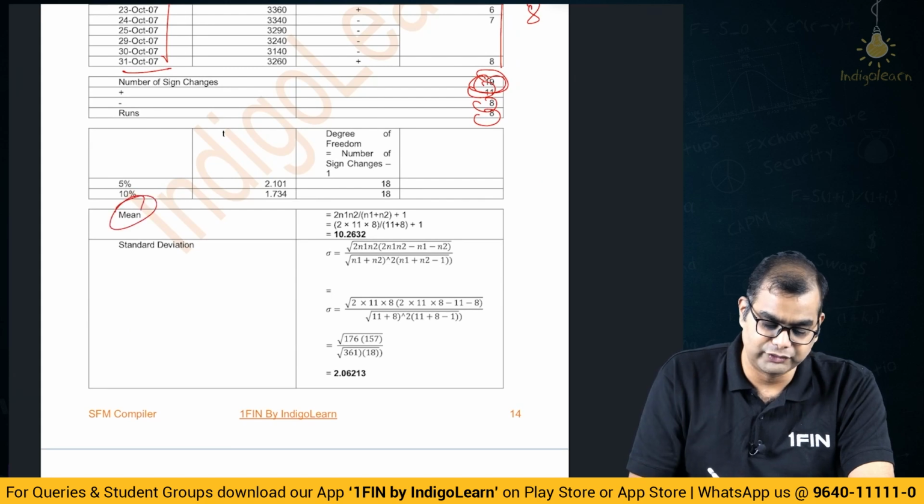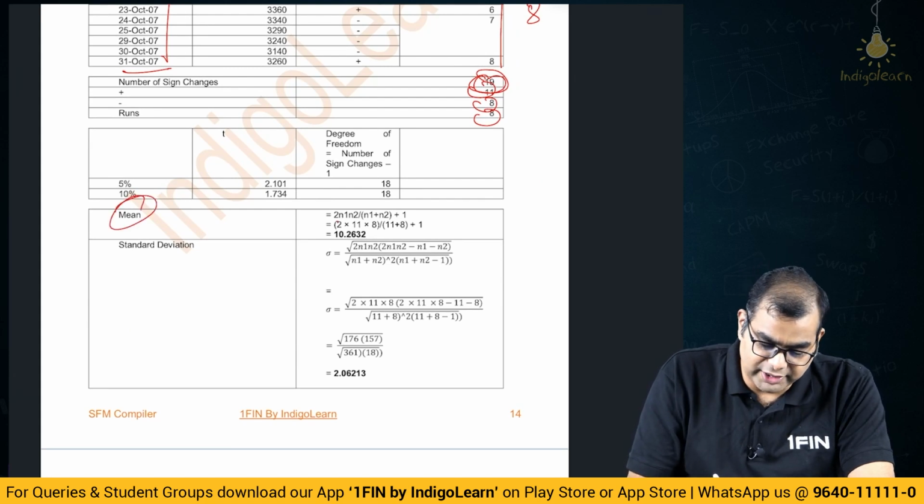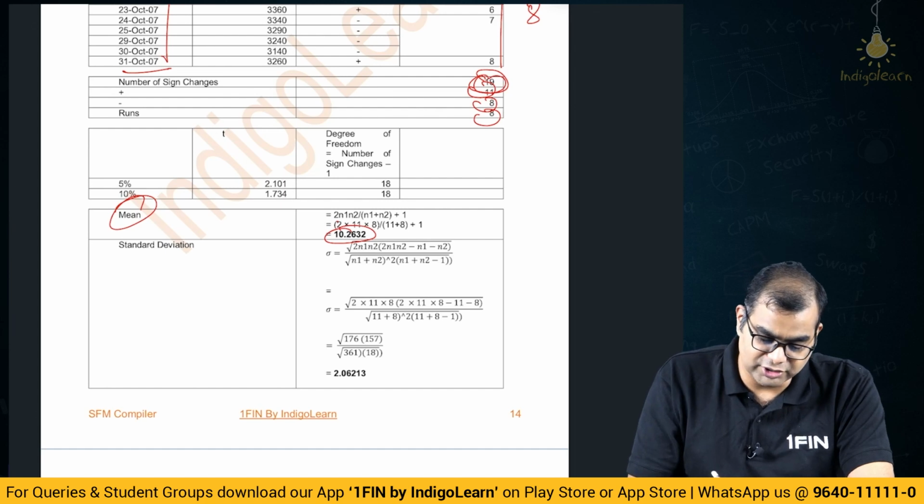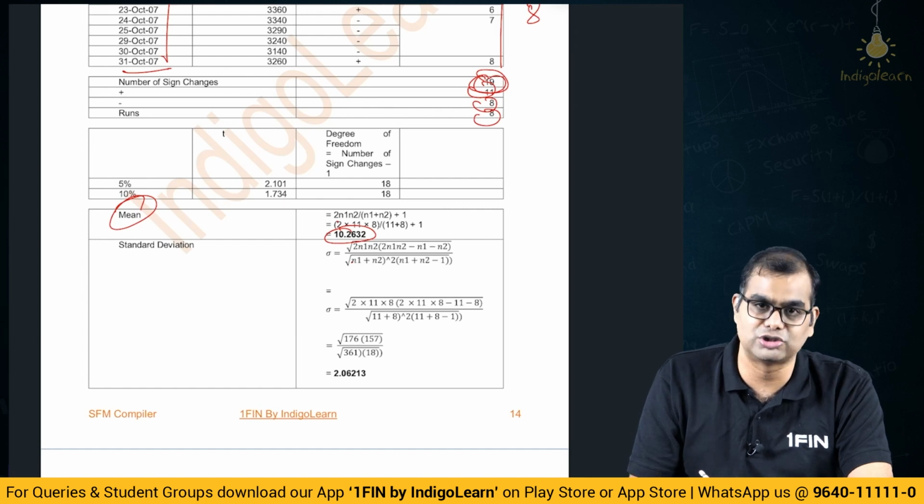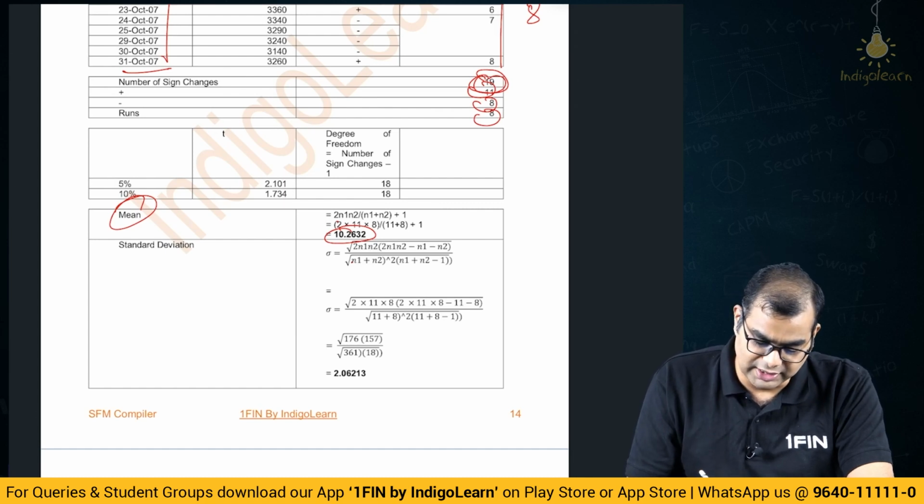You compute the mean. What is the mean? 2n1n2 by n1 plus n2, plus 1. So, you get a mean of 10.2. Then you compute the standard deviation, the big formula that we have: 2n1n2 into (2n1n2 minus n1 minus n2) by (n1 plus n2) whole square into (n1 plus n2 minus 1). Once you take the square root, you get the standard deviation.